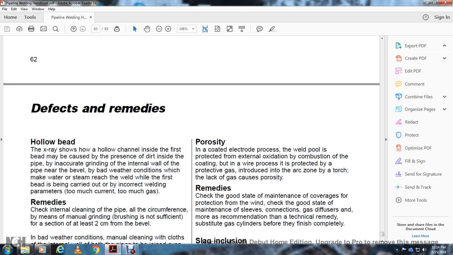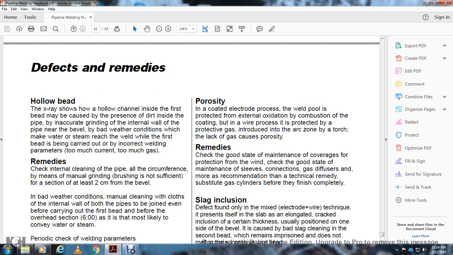Remedies: check the internal cleaning of the pipe around the whole circle, with manual grinding and brushing, over a section of at least 2 centimeters from the bevel.